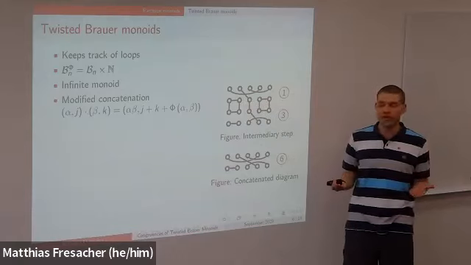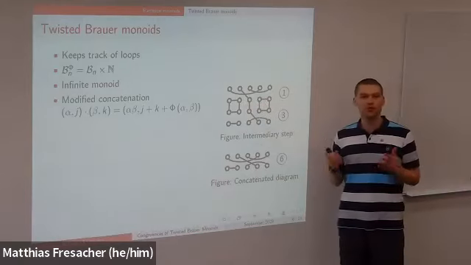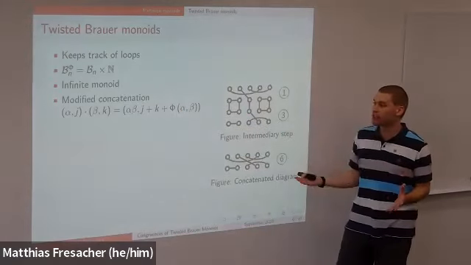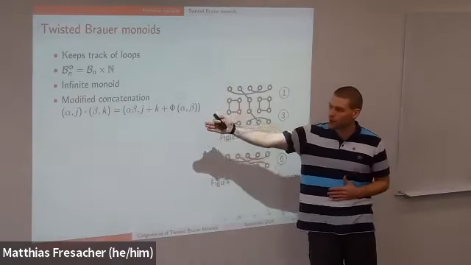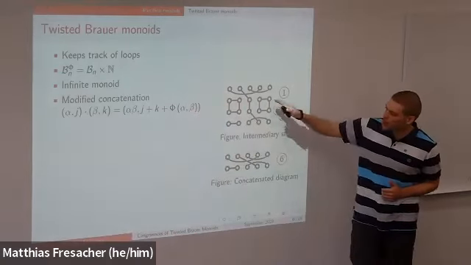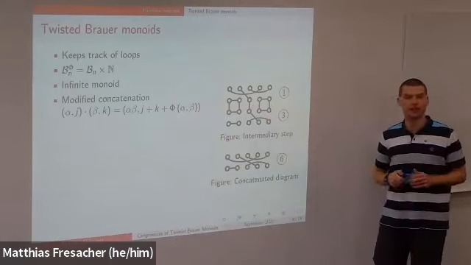A bit more formally, we have 2 diagrams. When we concatenate them, we do our usual diagram concatenation, and we add up all of the loops from the first diagram, the second diagram, and then this map 5, which counts how many are created during the concatenation process.